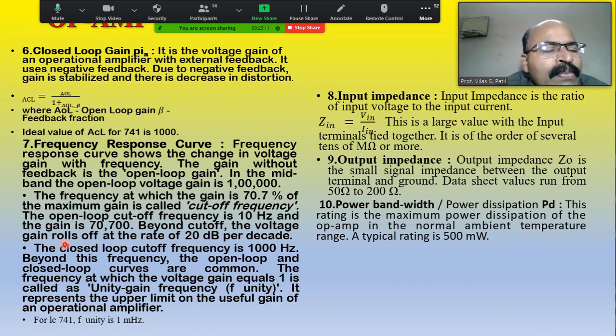If the closed loop gain is increased, friends, distortion decreases. Its value is that the gain of the closed loop is equal to AOL divided by 1 plus AOL times beta, where AOL is the loop gain and beta is the feedback fraction. Its value is small, and for the 741 it is very, very less, about 7.